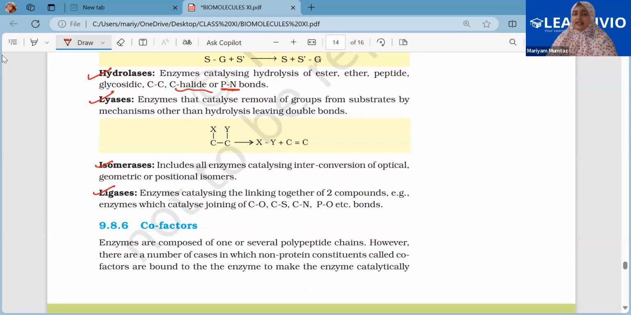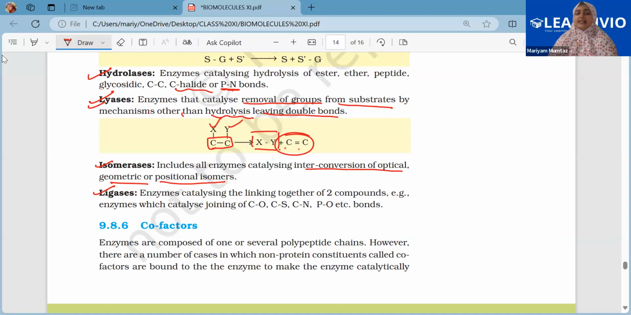Now, lyases are responsible for the removal of groups from substrates by mechanisms other than hydrolysis, and they leave a double bond. For example, if a carbon-carbon single bond had 2 functional groups, those functional groups will be separated, and the carbon-carbon will develop a double bond. That is the function of lyase. Now, isomerases catalyze interconversion of optical, geometrical, or positional isomers. Lastly, there are ligases.